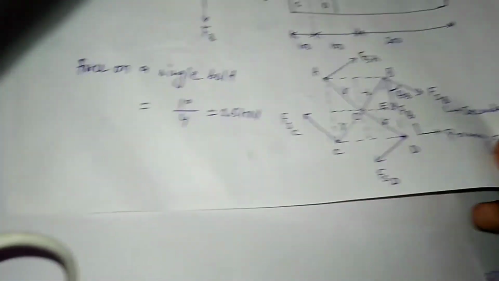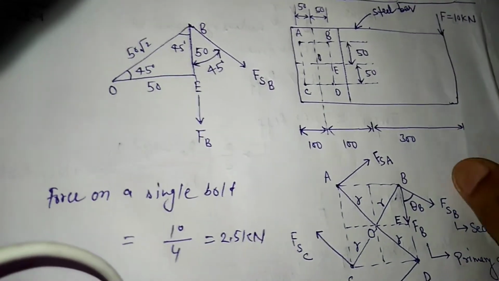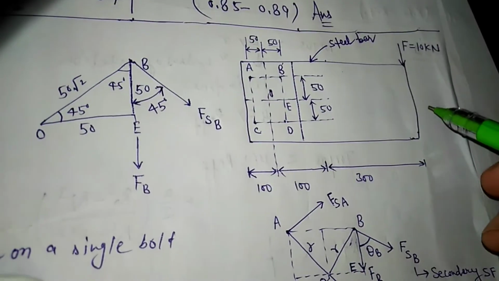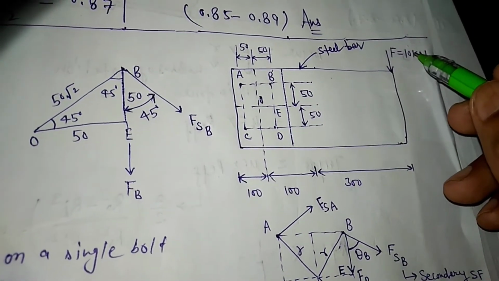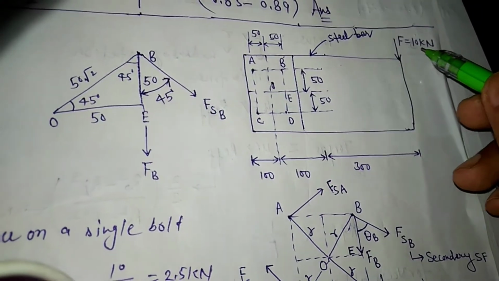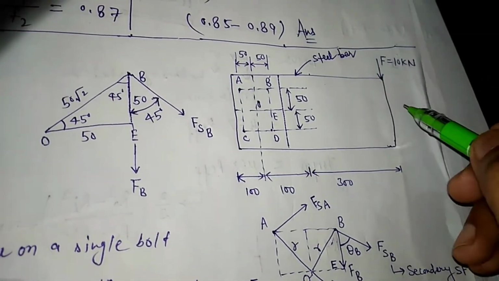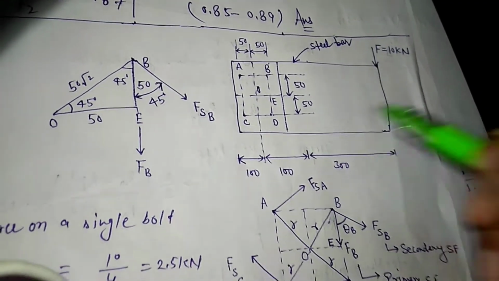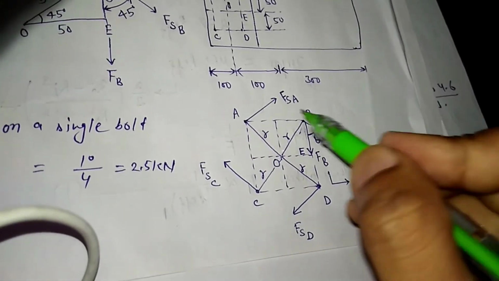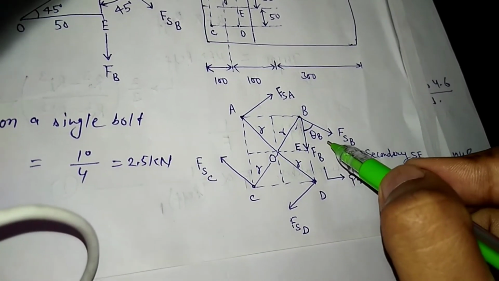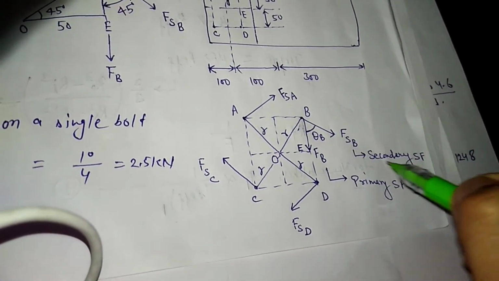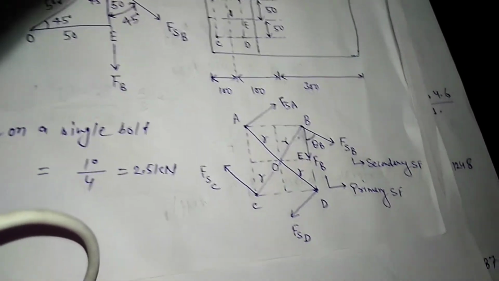So now talking of moment. Moment due to this external force, there will be some moment on bolts. So the moment due to this external force will be equal to the addition of the moments of all four secondary forces. So writing the moment equation.